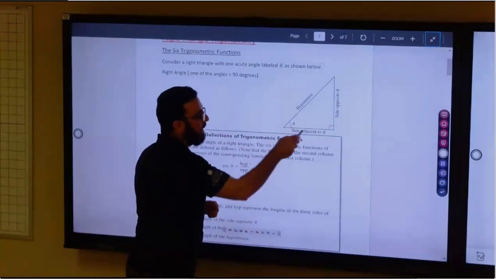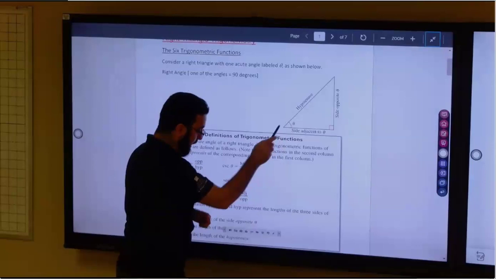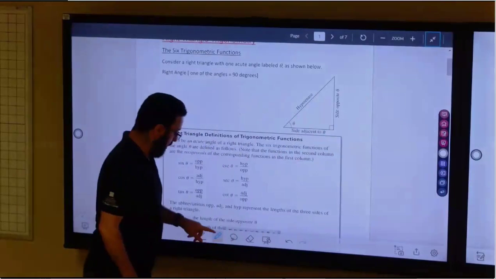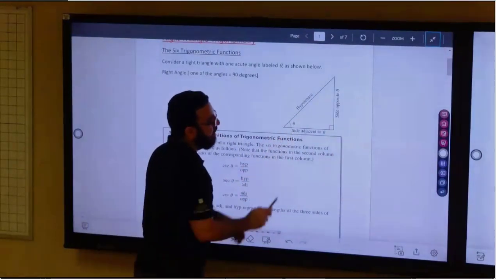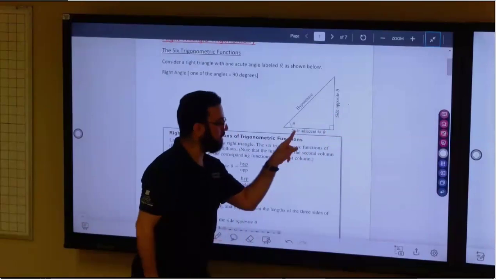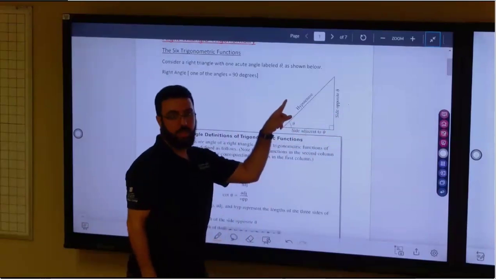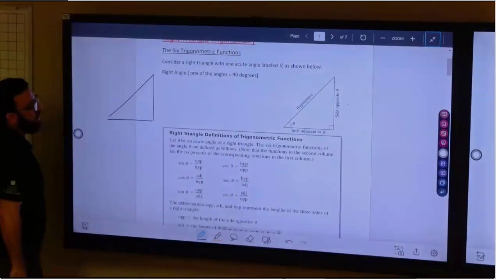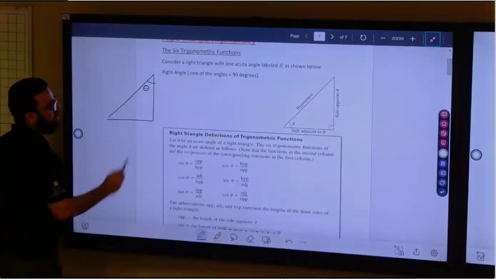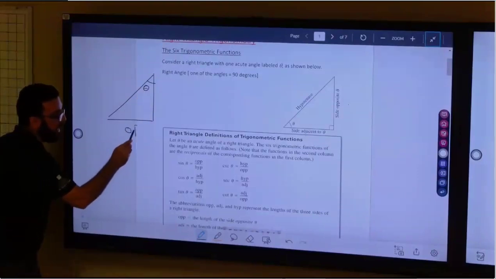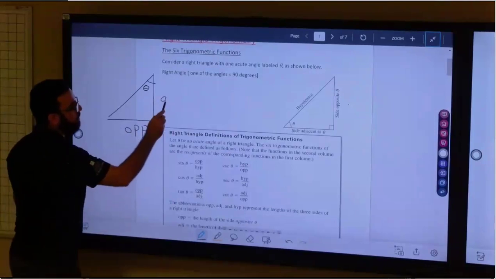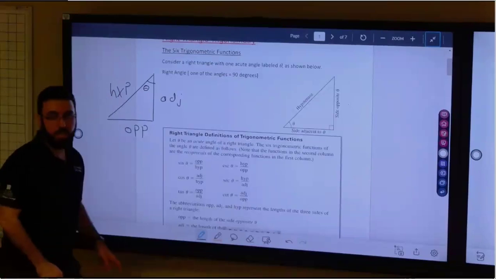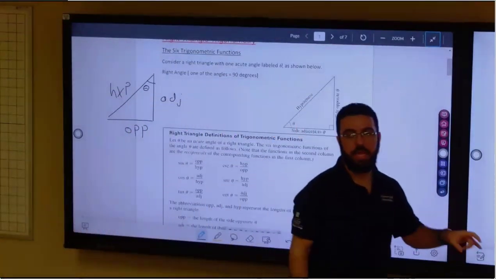Now, if you look at this triangle, where is the angle? Follow that. Yes, the angle on this side, and the side opposite to it is the opposite side, and this one is the hypotenuse. What about if we have the same triangle, but the theta here? That means this one is going to be the opposite side, and this one is going to be the hypotenuse.